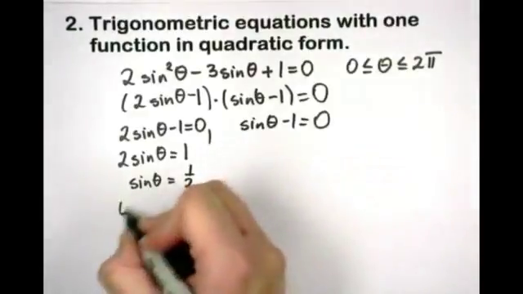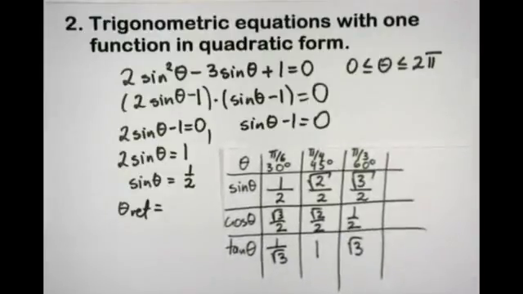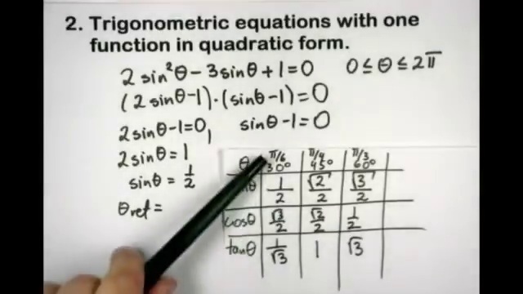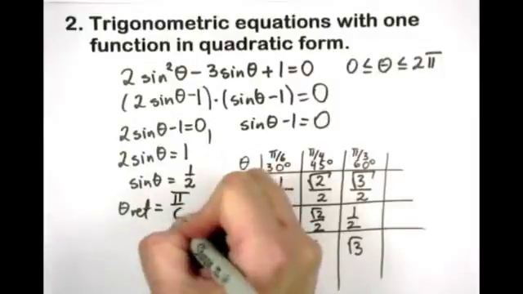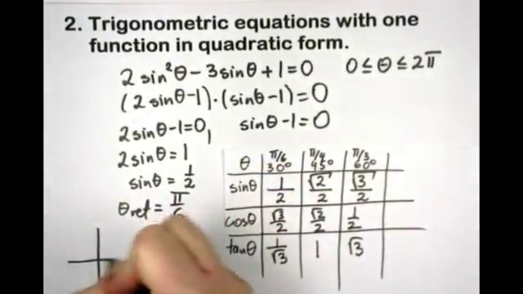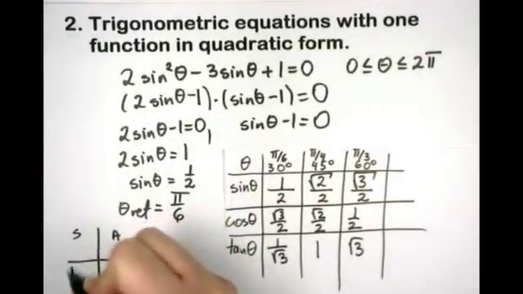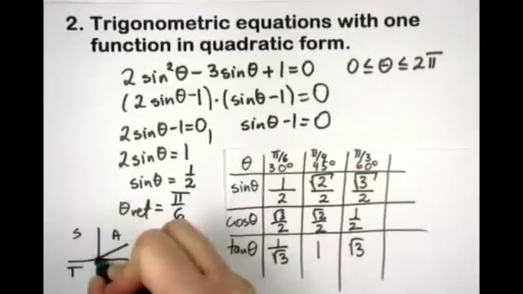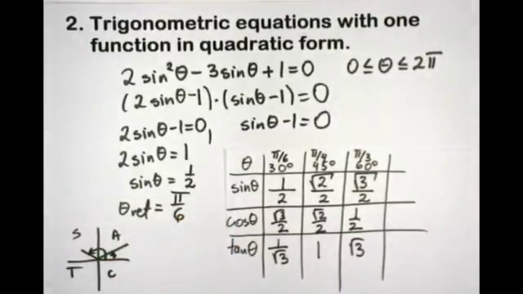So now we need to have theta reference. Theta reference we get from the chart. Sine is 1/2 for what angle? Sine is 1/2 for pi over 6. Now complete the chart where the sine is positive. Sine is positive. Add sugar to coffee. Positive is right here and right here. So that's my one angle and that's my other angle.